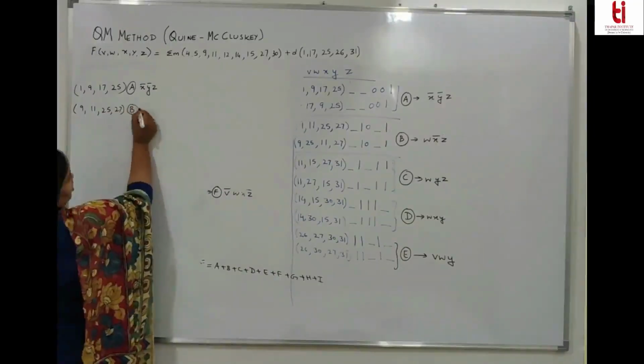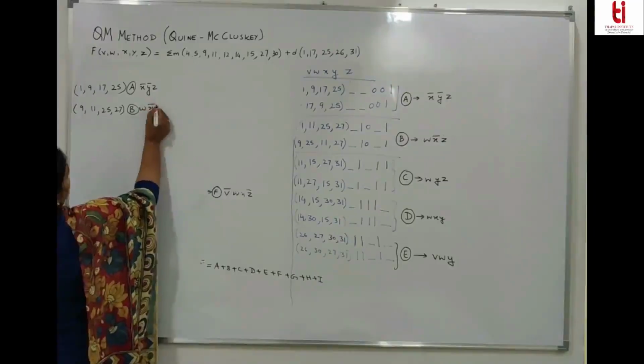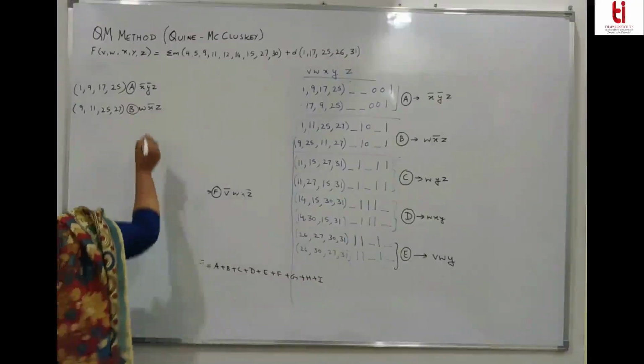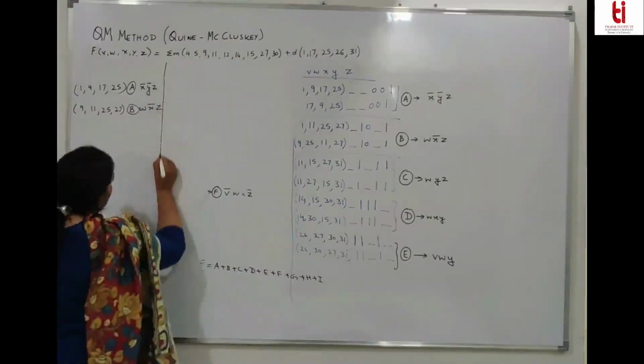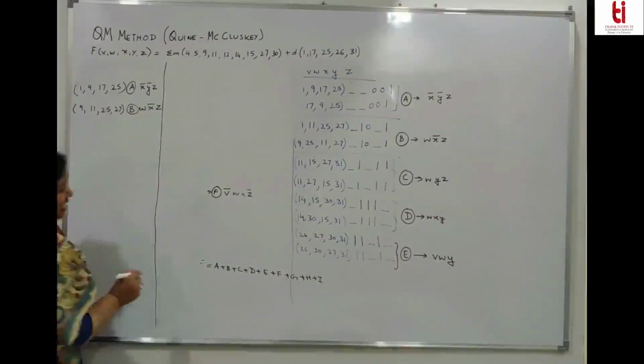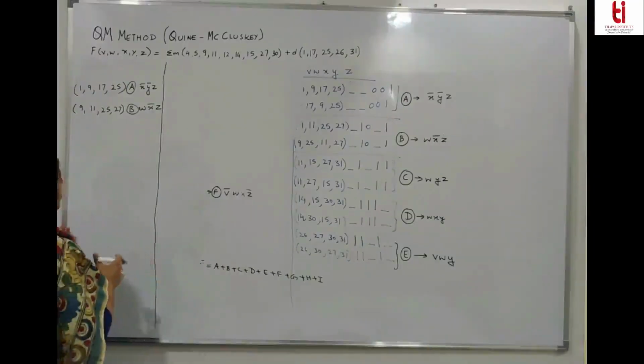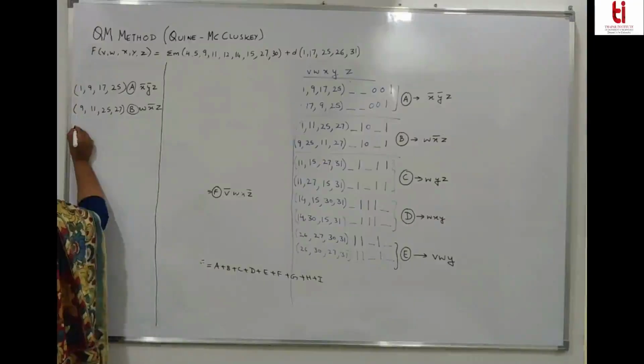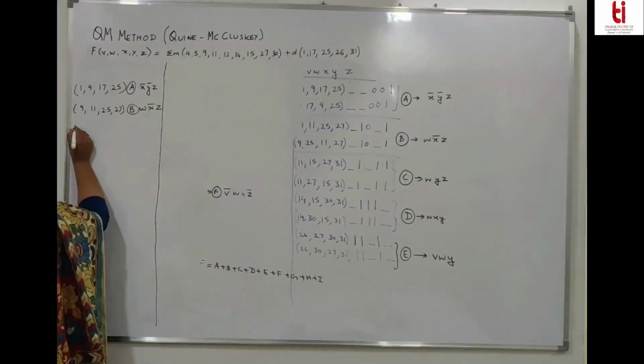You will say, ma'am, why are you writing all this? Because I want all these things for me. So this is the prime implicant table. You will write all the selected terms from the previous table in this table vertically. Okay. Then C. What is C?